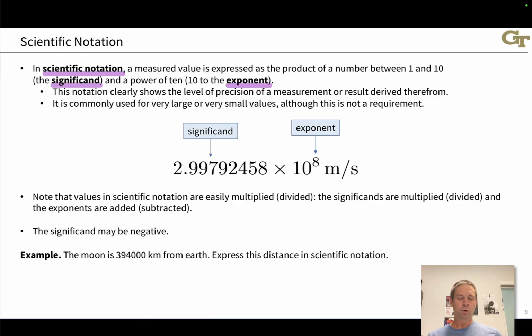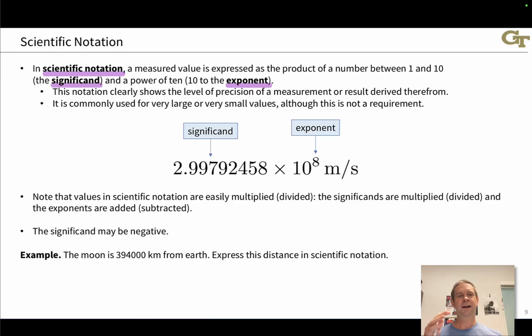When we multiply or divide values in scientific notation, this is relatively straightforward. We just multiply or divide the significands and then adjust the exponent based on rules for multiplying or dividing exponents, right? If the powers of 10 were multiplied, we would add the exponents. If they were divided, we would subtract the exponents. And just as a third note here, the significand may be negative. It is possible for measured quantities to be negative, and so the significand can have a negative value.